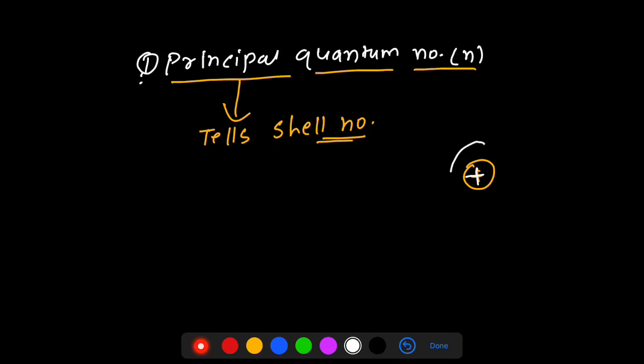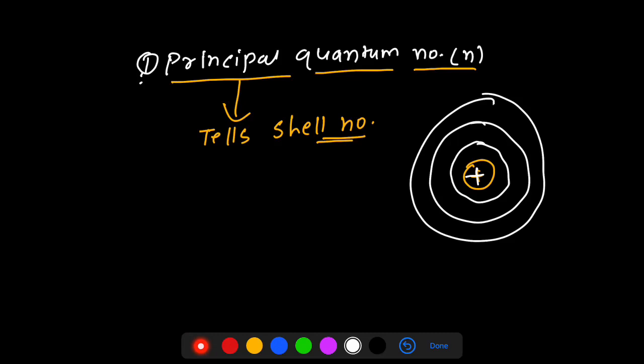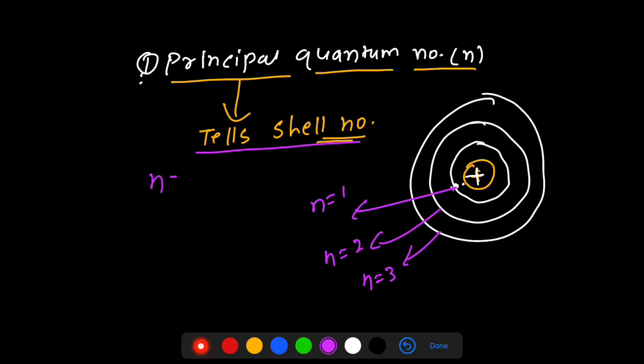So for example, this is the nucleus. We already know the nucleus will be represented by a circle and a plus sign in it, positively charged. Around it we know that there are many shells, right? The very first shell from the nucleus will be said to be the first shell, or n equals 1, or the value of principal quantum number is 1. The second one will be the second shell, n equals 2, third shell, n equals 3, like that.